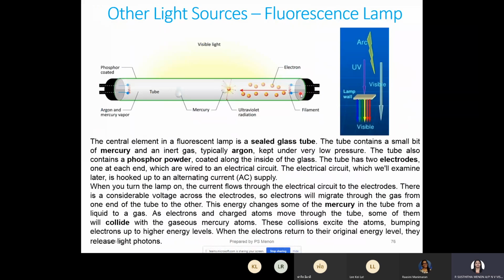Fluorescent lamp. I think Faris asked me last week about this. So this is the fluorescent lamp. All right. Those days we used to use it in our house. Now I think almost everybody changed to LED light.